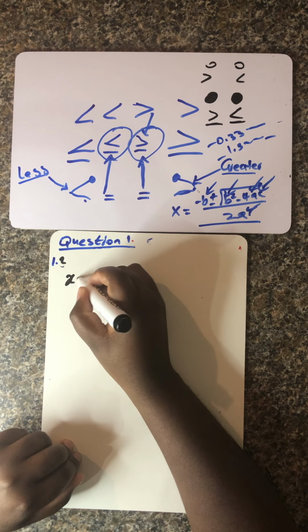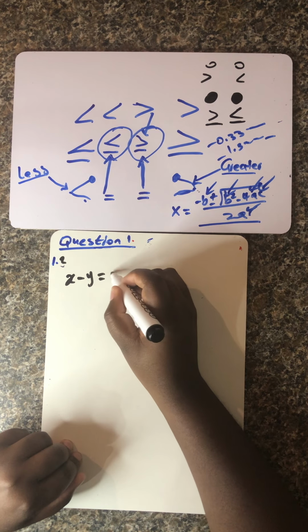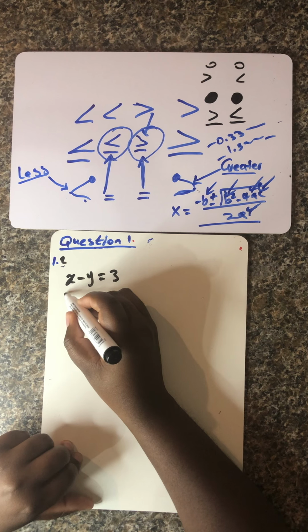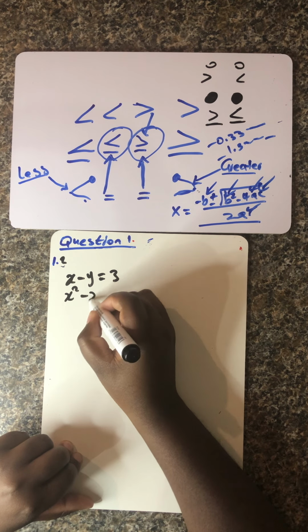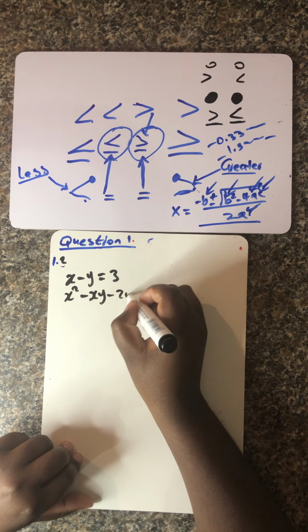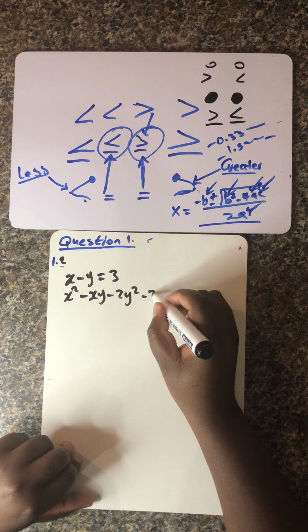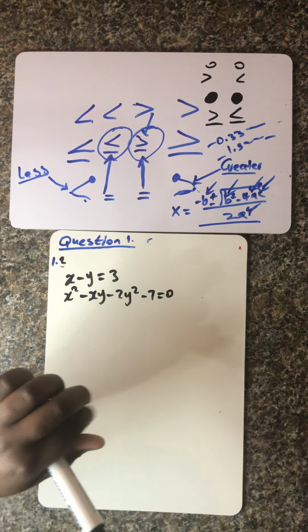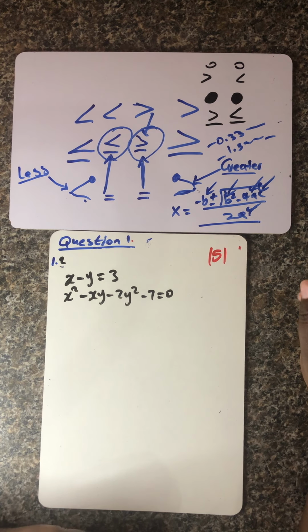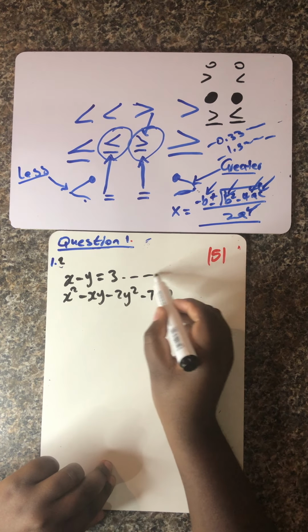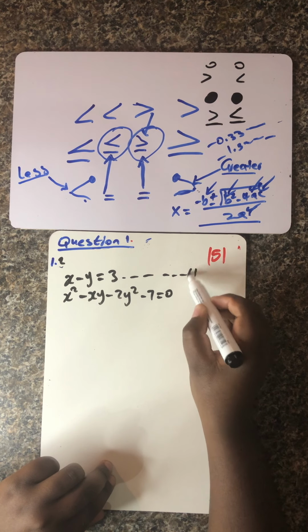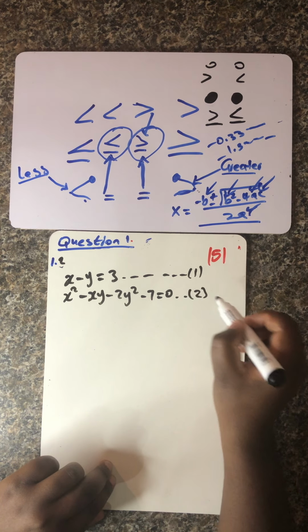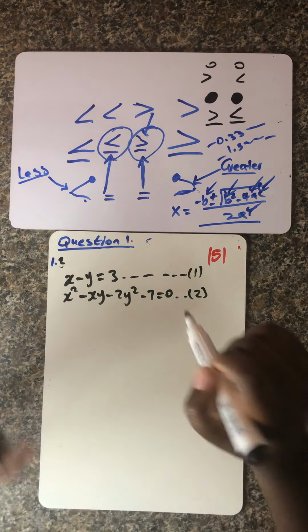So the equation is x minus y equals 3, and then we've got x squared minus xy minus 2y squared minus 7 equals 0, and this question is allocated how many marks, ladies and gentlemen? 5 marks. Very, very much important. So this is now our equation number 1. This is equation number 2. We need to derive equation number 3.